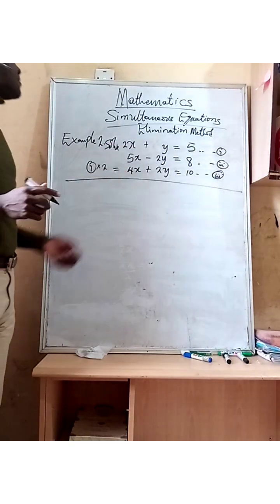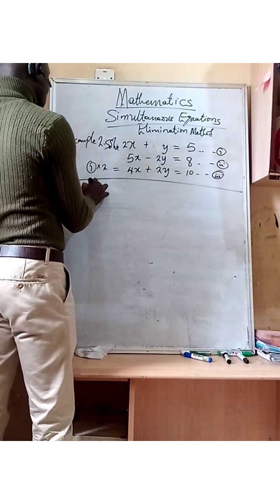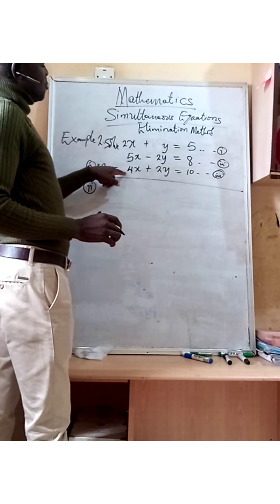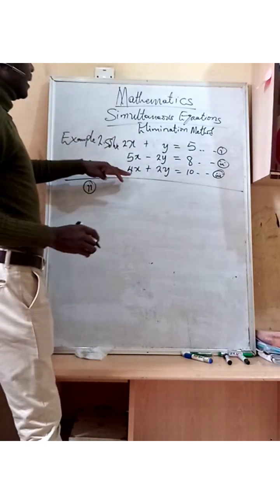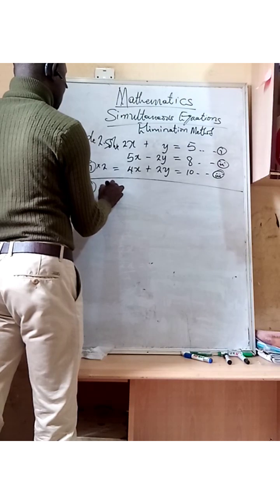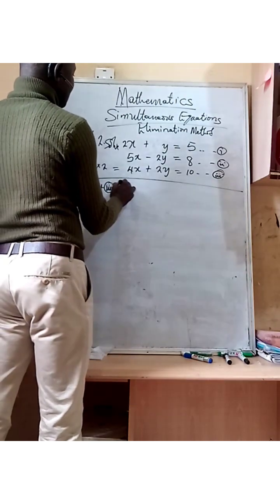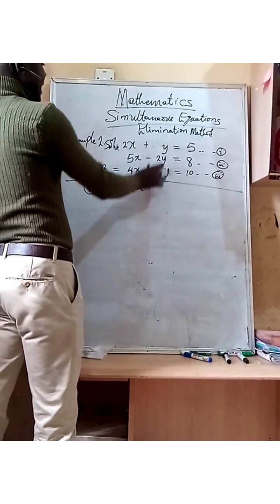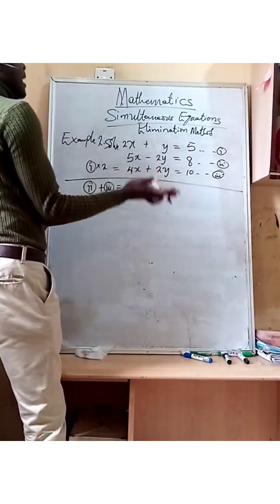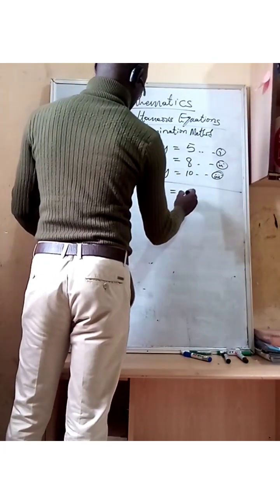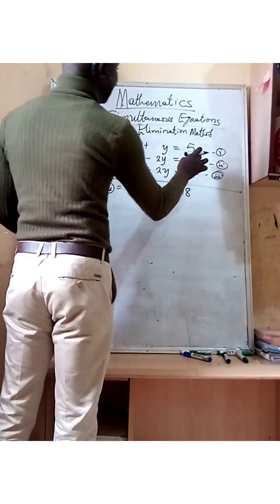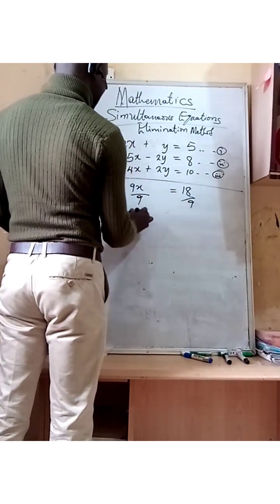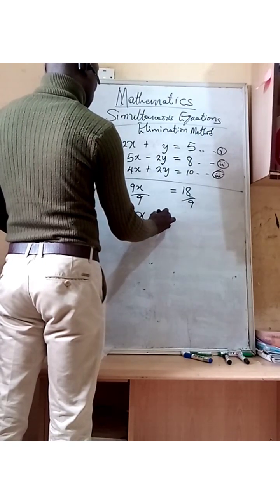So because they are additive inverses, we just say equation 2, in this case we obtain equation 3 from equation 1, so we are done with equation 1. Equation 2 plus equation 3. And that gives us 9x. The y is eliminated because they are additive inverses: negative 2y plus positive 2y is equal to 0. Equals, when we add 8 and 10, we get 18. So divide both sides by 9. x is equal to 2.